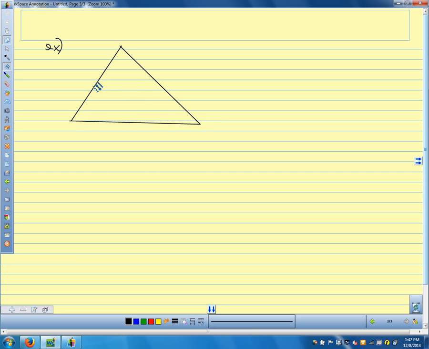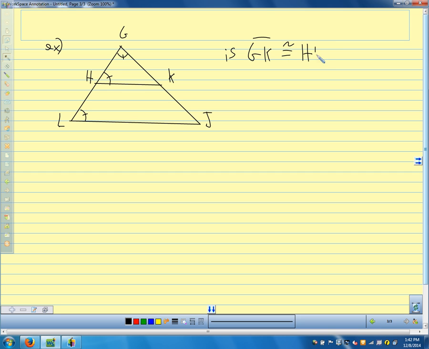So here's my triangle, and I'm going to say this angle is congruent to this angle, and that's also congruent to that angle. And I'm going to call this G, H, L, K, and J. And we want to know, is segment GK congruent to segment HK? And explain.